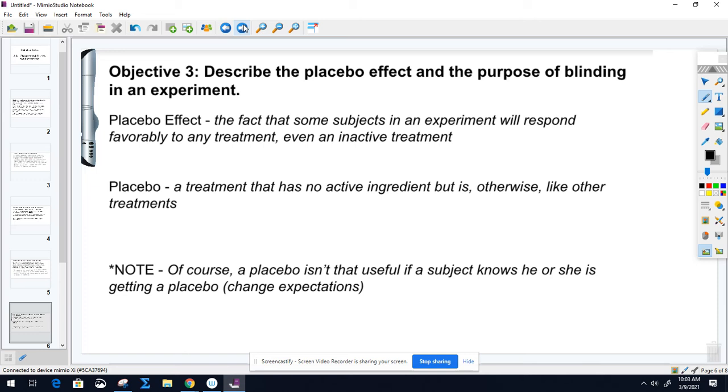Okay, of course, a placebo isn't that useful if a subject knows he or she is getting a placebo. So again, if they tell you this pill is going to make you feel better, and then they say, but you don't have the active ingredient that is going to make you feel better, well, then they're of course not going to think they feel better, knowing that they don't have the active ingredient.